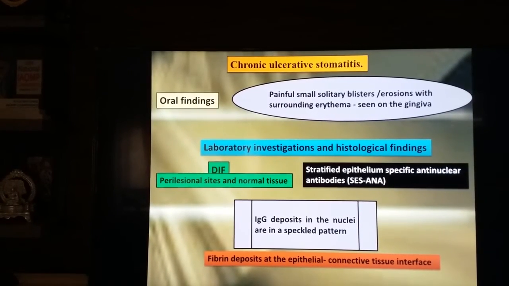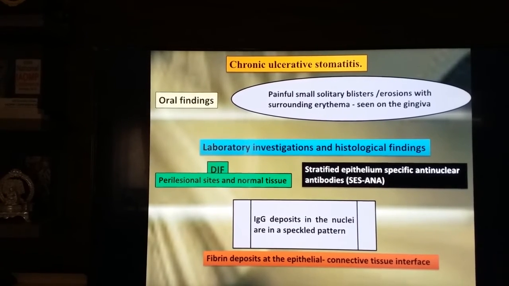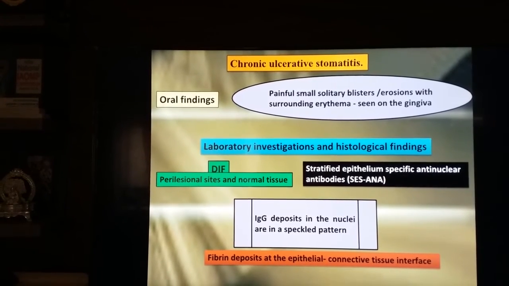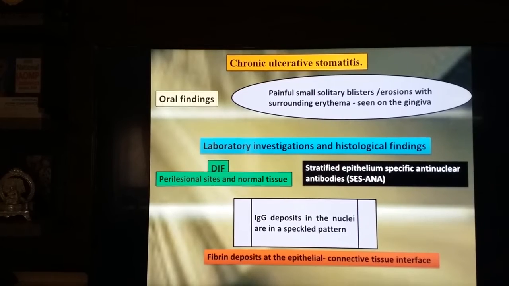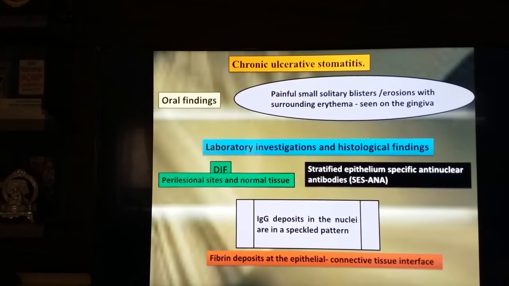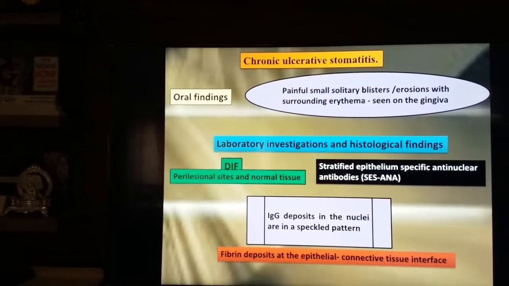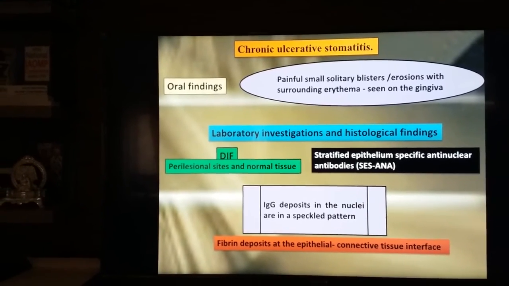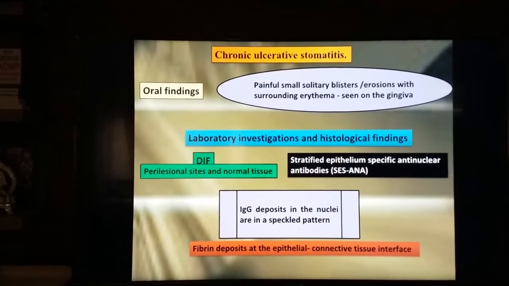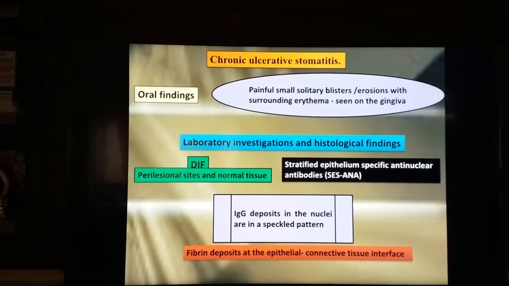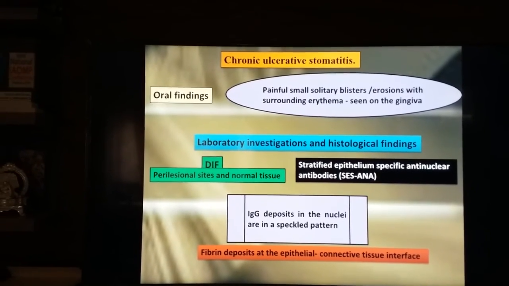Chronic ulcerative stomatitis. Ulcerative stomatitis is a very common feature in many people, and could be associated with painful, solitary blisters and erosions in the erythema, which could be associated with the gingiva, and can be a very characteristic feature. When we do the laboratory investigations, we will find that perilesional sites and normal sites can be differentiated in the direct immunofluorescence.